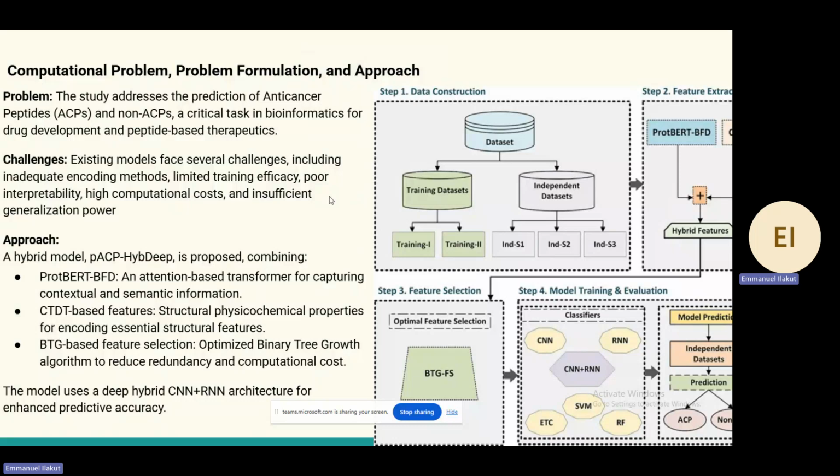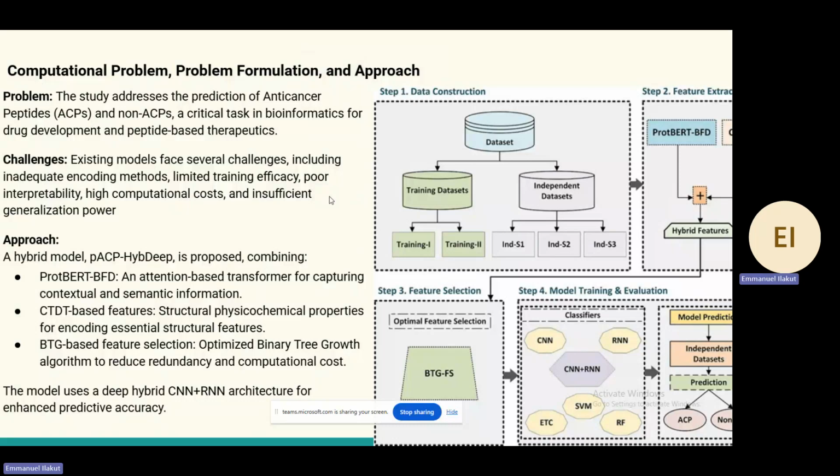When it comes to feature selection, the authors employed a binary tree growth algorithm, which is basically dividing the data into different branches, and then after every step, they go ahead and process the more informative branch. That is the approach that was used. And then for the training, they used a hybrid of convolution networks and recurrent networks to try to improve the predictive accuracy of our models.